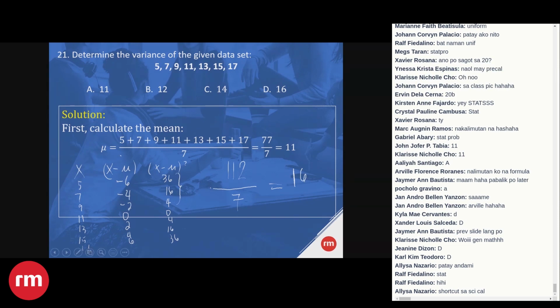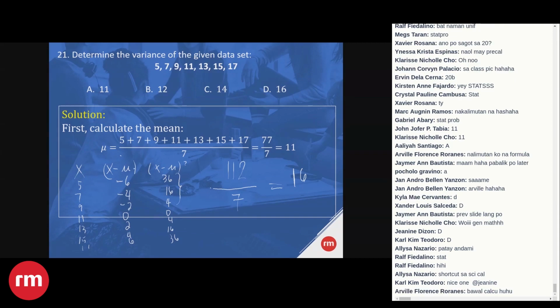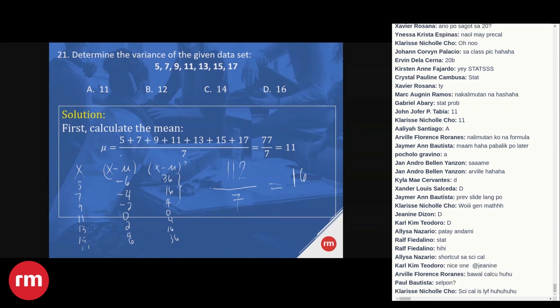May shortcut sa calculator, yes, but pagdating sa exam, walang calculator. So ito yung pinakamadaling way. Para hindi kayo malito, put in a column the values of x, then get x minus mu. Mu is the mean. Get the square of the second column, then i-add nyo lang sila. Pagkatapos makuha yung sum, i-divide sa 7, then you get 16. So that's why for number 21, it's letter D, 16.